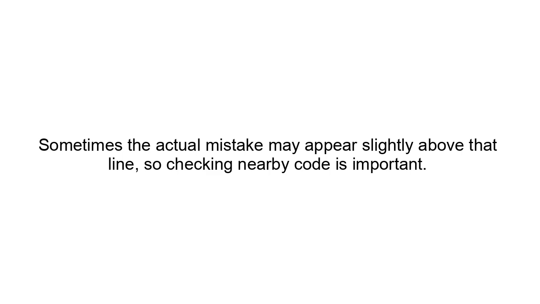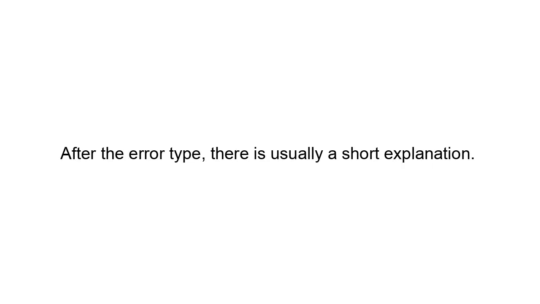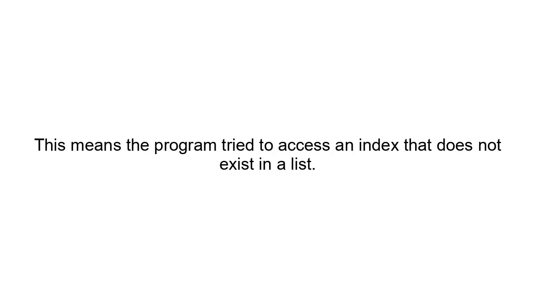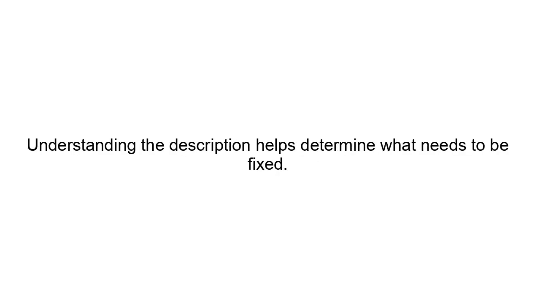Step 3. Read the description carefully. After the error type, there is usually a short explanation. Example: IndexError: list index out of range. This means the program tried to access an index that does not exist in a list. Understanding the description helps determine what needs to be fixed.